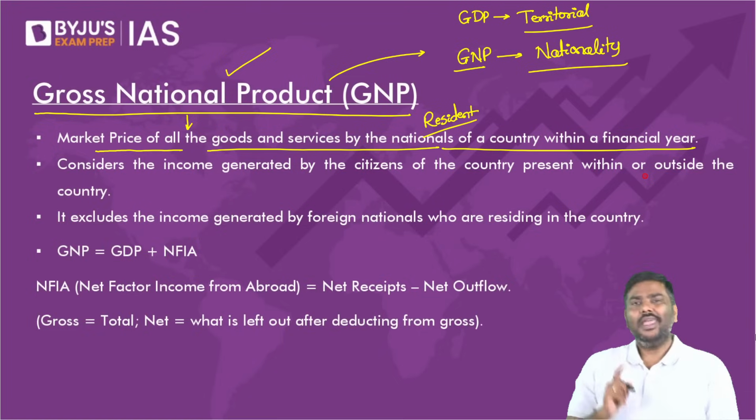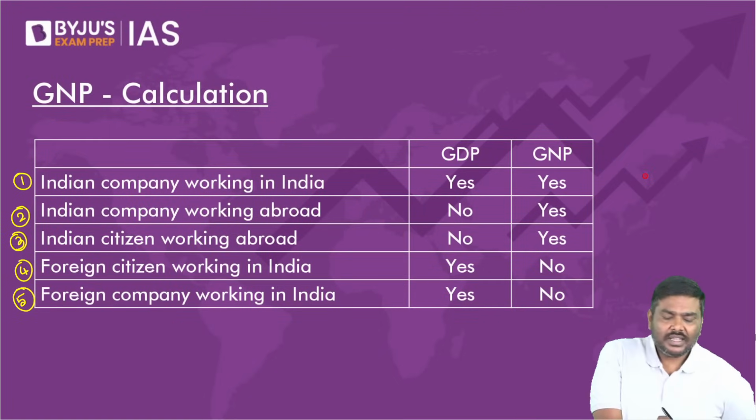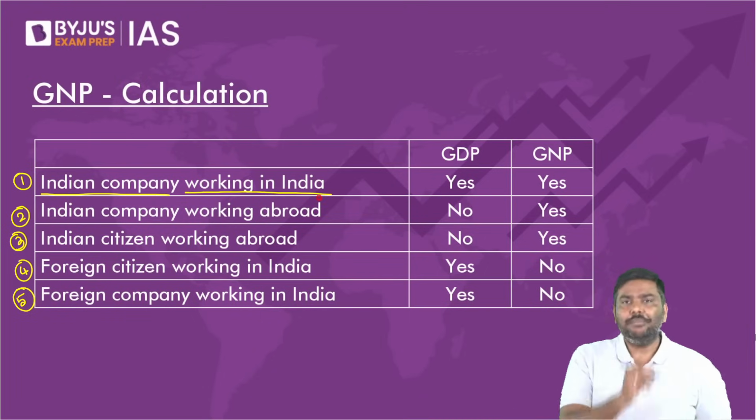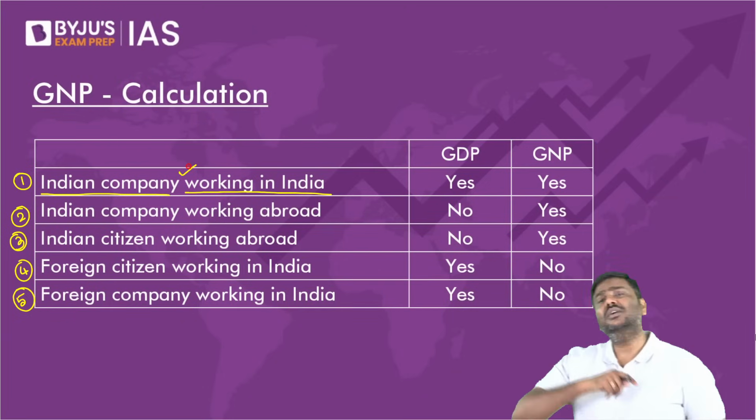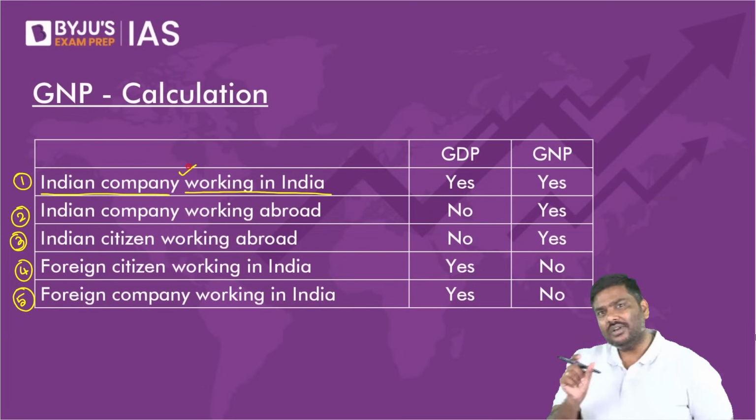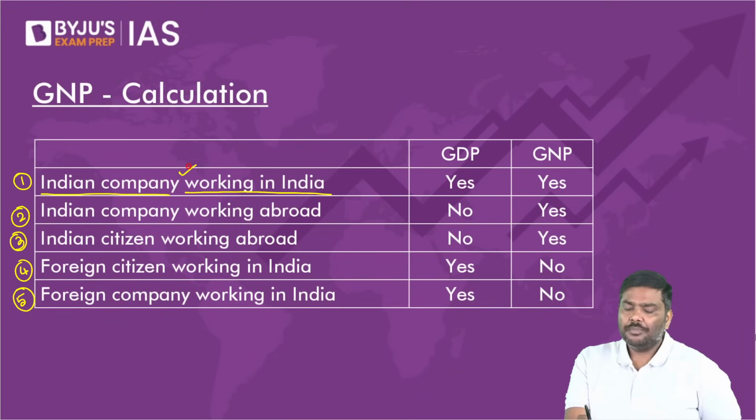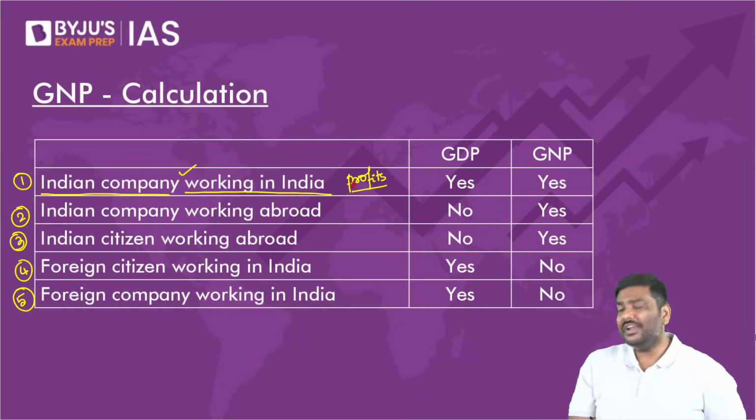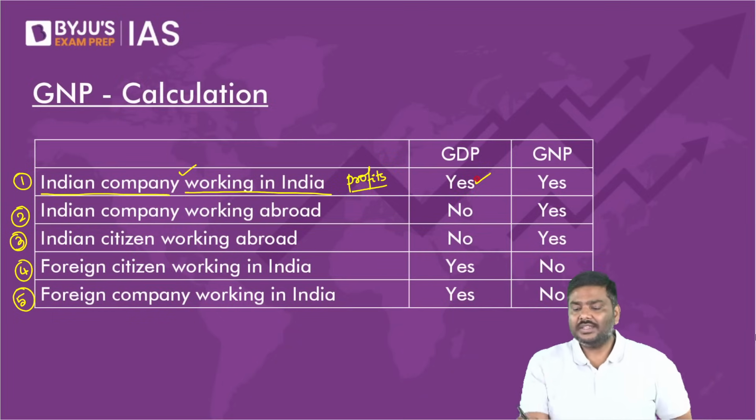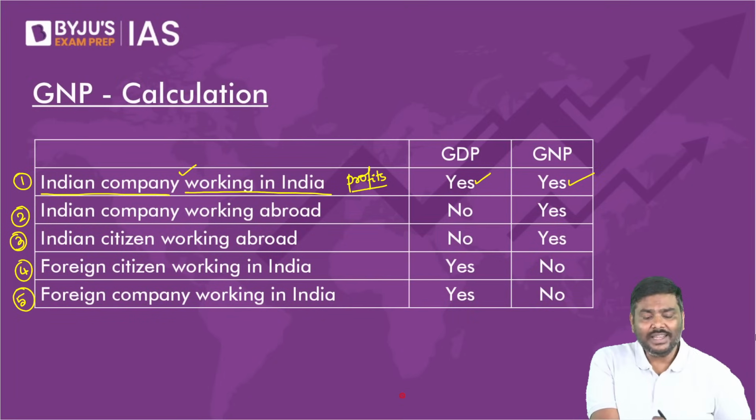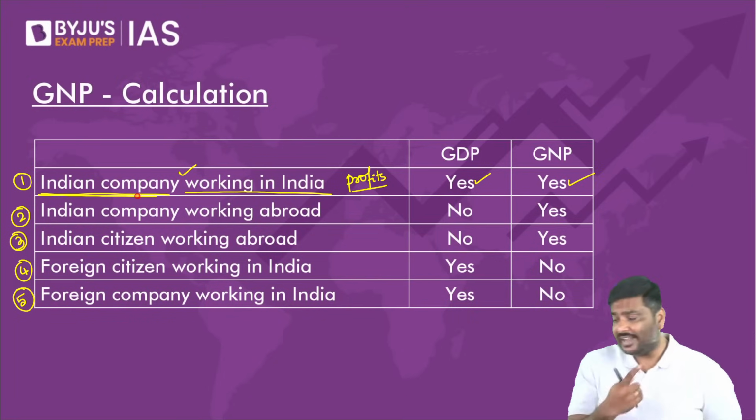Now, let's start. Example 1. An Indian company is working and earning profits within India. Is it counted while calculating GDP? Let me know. Will profits earned by an Indian company in India be counted as a part of India's GDP? Yes. Is it counted as a part of India's GNP? Again, the answer is yes. Why? It is an Indian company.